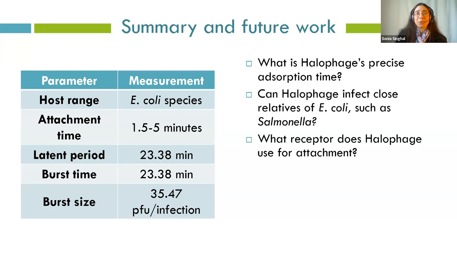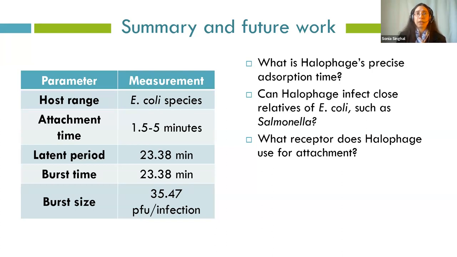There are things that we would like to continue to refine in our measurements. So as I mentioned before, what is the precise absorption time? We'll look at this by taking time points prior to 5 minutes. We saw that the phage could not infect more distantly related bacteria from E. coli, such as Enterobacter, but it may be able to infect closer relatives, such as Salmonella. This is something we would like to explore. And then we're also interested in looking more specifically at what receptor the phage uses to attach to its host cell, which may also give us clues as to what other hosts it is able to infect.